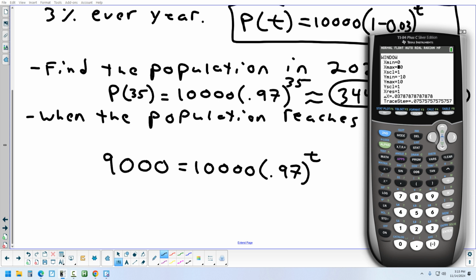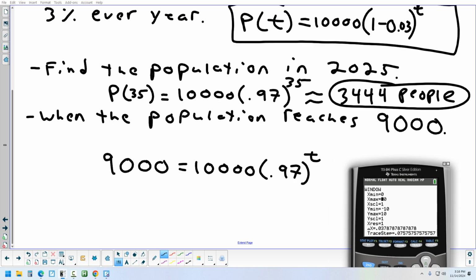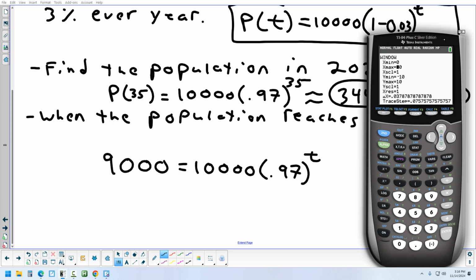And the most time that goes by, well, we know by the time we get to 35 years, we're down to 3,444 people. So we're going to be down to 9,000 people way before that. I don't know how much. Maybe it happens within 8 years. If that's not enough, we'll fix it. How about my Y min? What would be a good value for that?